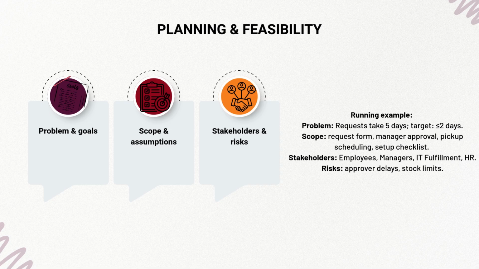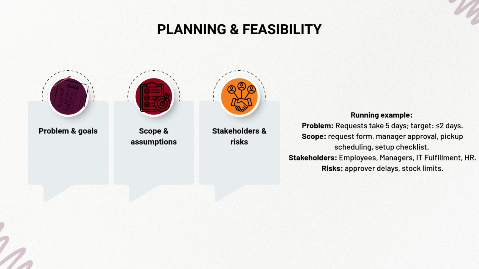So we're choosing what is in the project. A request form should be in the project because they have to request the laptop, right? A boss has to approve that they can get the laptop, a pickup time, and a setup checklist.